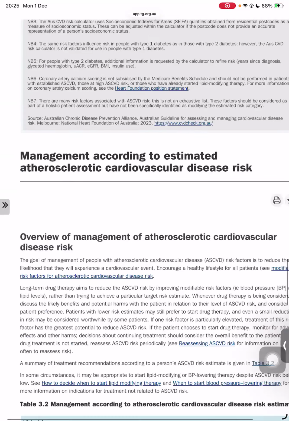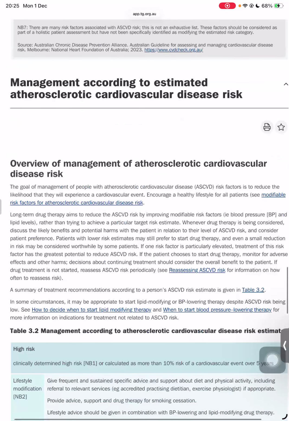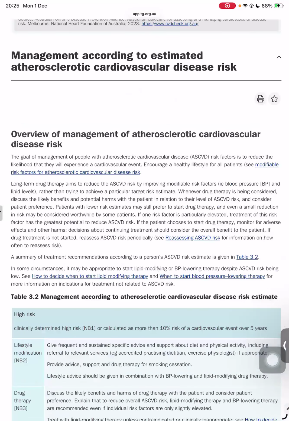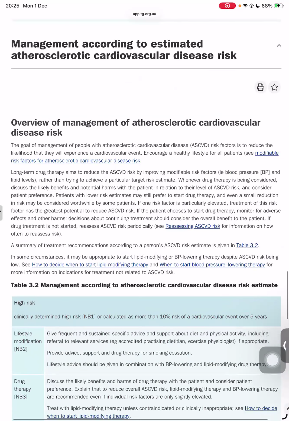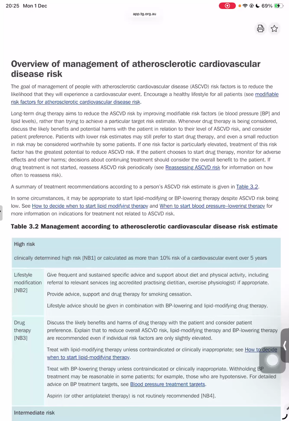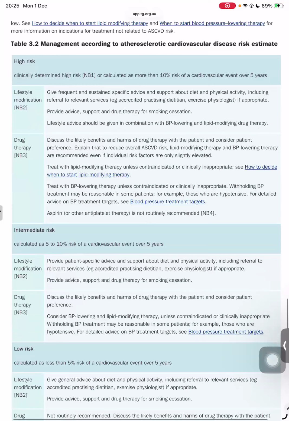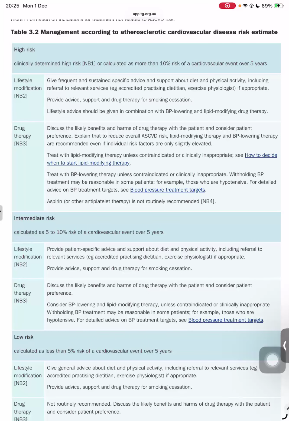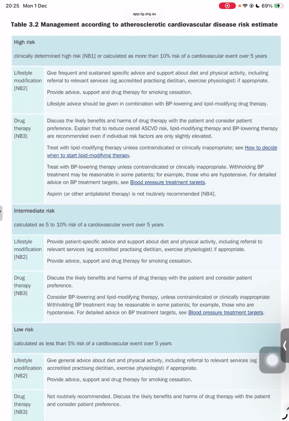So the next thing is, now we know what the risk factors are, how we should manage these cardiovascular risk assessed patients. It depends on the degree of severity, like high risk, intermediate risk, or low risk. That's how we are treating them. So, management according to the atherosclerotic cardiovascular risk estimate.